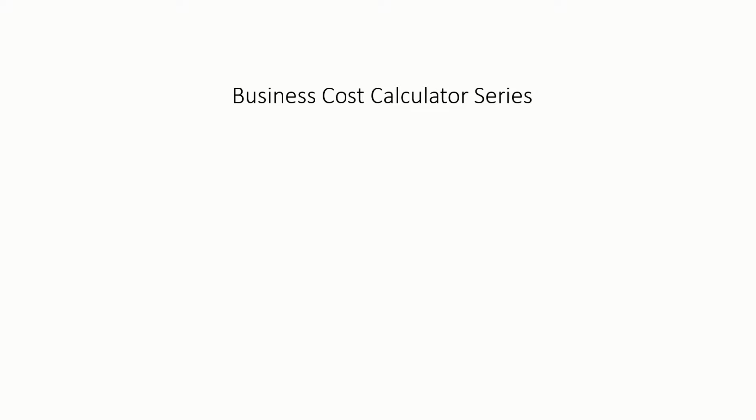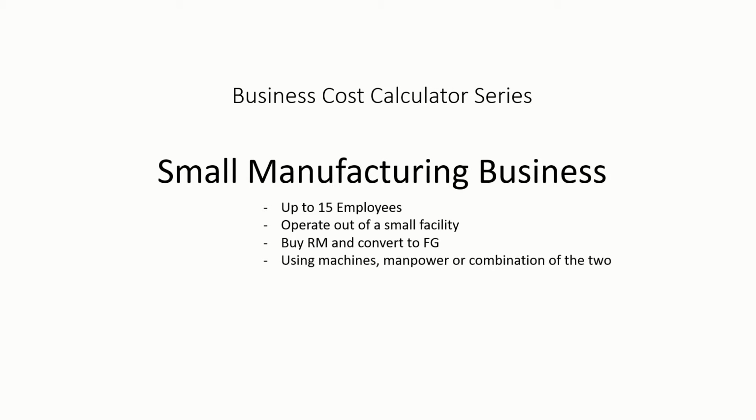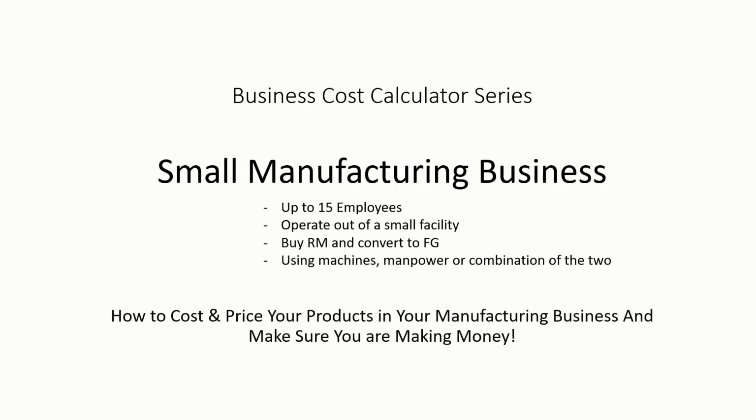Today we're going to see how to operate a cost calculator for a small manufacturing business. A small manufacturing business is one that's got up to 15 employees. It operates out of a small facility. And in that facility, you buy raw materials and you're converting those to finished goods using machines, manpower, or some combination of the two. The purpose again is to help you cost and price your products in your manufacturing business and to make sure you're making money.